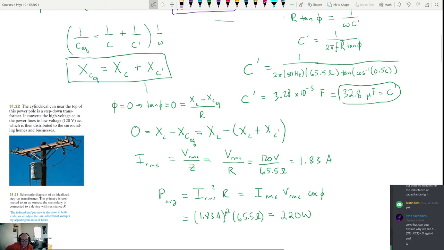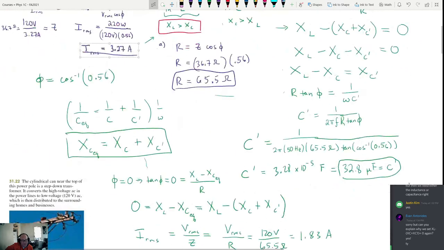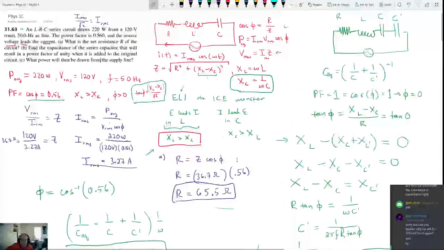Let's go back and look at the problem again. An LRC circuit draws 220 watts from a 120 volt 50 hertz line. The power factor is 0.56 and the source voltage leads the current. What is the net resistance R? We figured that out, because we found Z, and we found Z by finding I. We found I by doing average power. We divide by this. We get 3.27. Find the capacitance. We did that. That's kind of a separate calculation. So there's the capacitance. What power will then be drawn from the supply line?